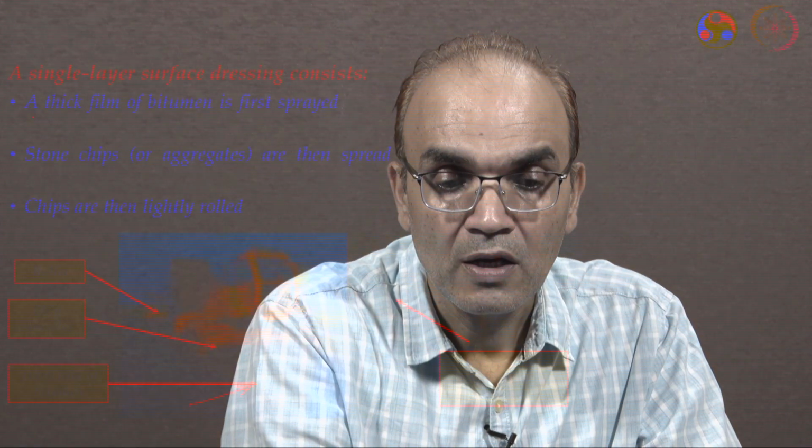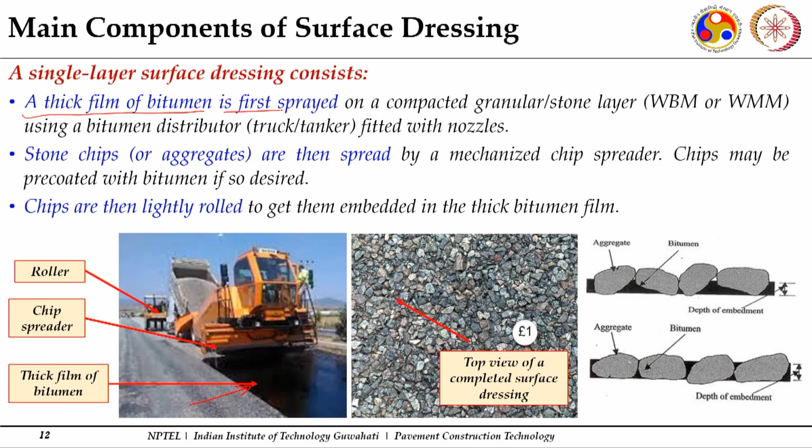Here what is done, we put a thick film. This is important: a thick film of bitumen is first sprayed on a compacted granular WBM or WMM layer using a bitumen distributor fitted with nozzles. The existing surface has to be prepared, broomed and cleaned in a good manner, and then I will put a thick layer of bitumen over it.